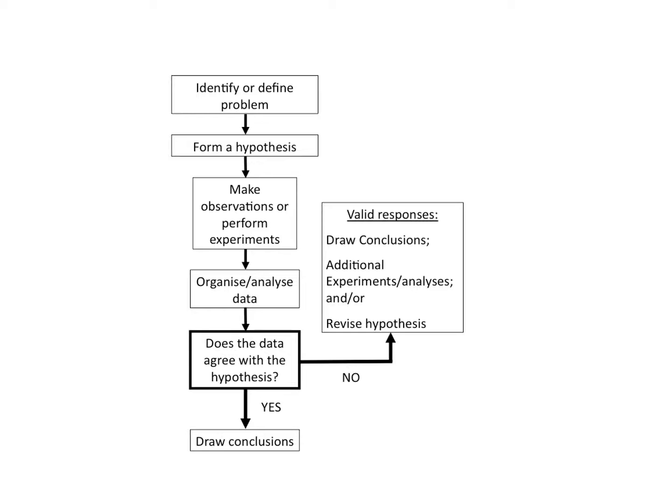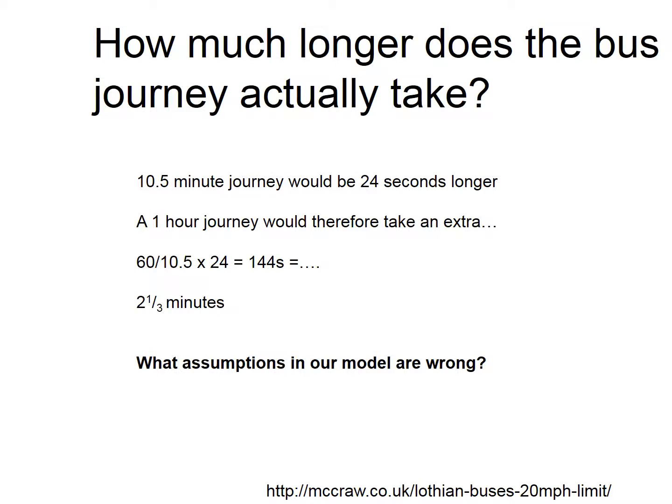Now what we can do is go and make some observations, and go and time his journey. So how much longer did it actually take? This isn't an experiment that he did. Somebody else did this experiment, and they basically used a GPS on a bus, and they worked out how long it would have taken if the bus was limited to going 20 miles an hour. And it turns out that a 1 hour journey would only take 2 1/3 minutes longer. So it wouldn't take half an hour longer.